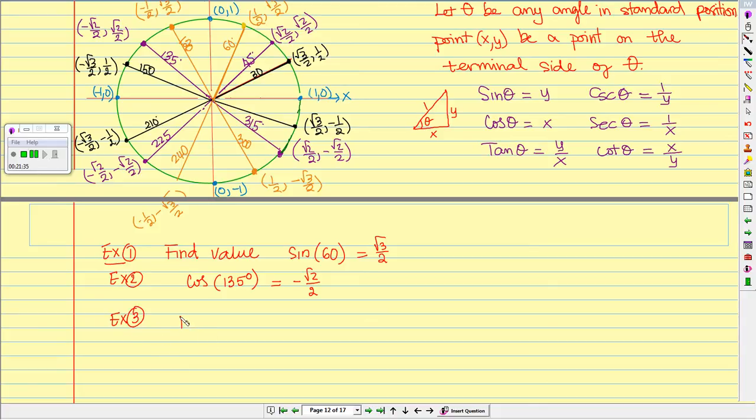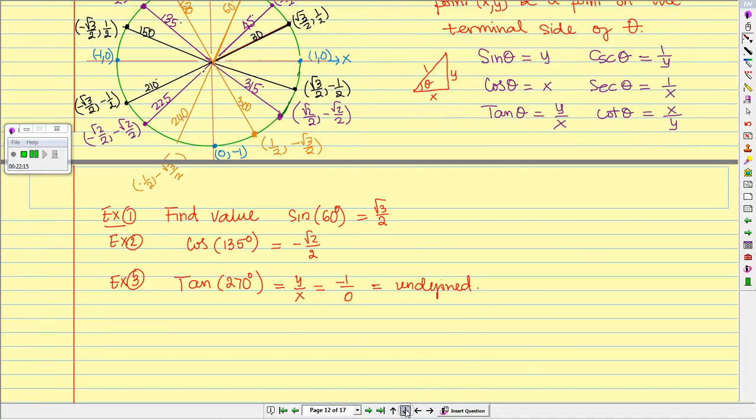Now let's move on to example 3. What happens if we want you to find tangent of 270 degrees? First, tangent is y divided by x, or opposite divided by adjacent. I'm going to 270 degrees right here, and my y is negative 1, my x is 0. Now can you divide by 0? No. So therefore you will say the answer is undefined.